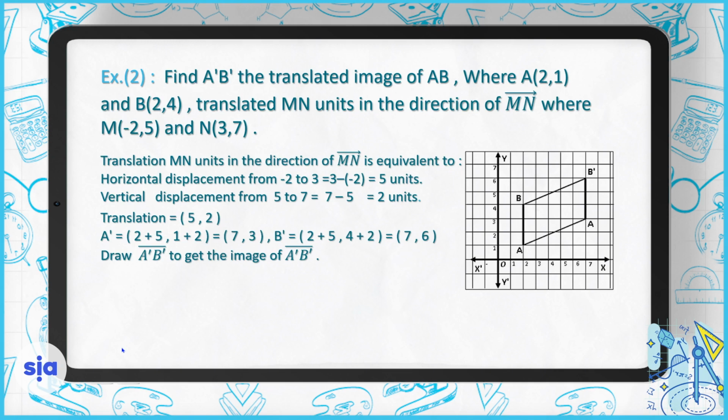For A', I'm going to add 5 to its x coordinate and 2 to its y coordinate. So it's 2 plus 5 will be 7, and 1 plus 2 will be 3. The same thing applied for B'. B had coordinates (2, 4). If you add 5 to 2 it becomes 7, and if you add 2 to 4 it becomes 6.